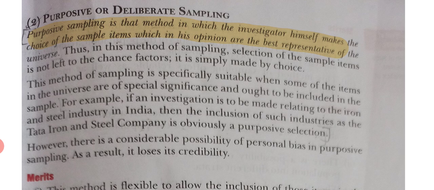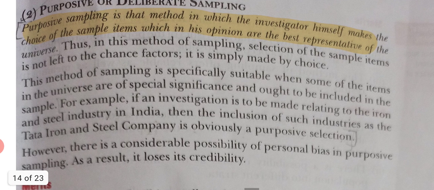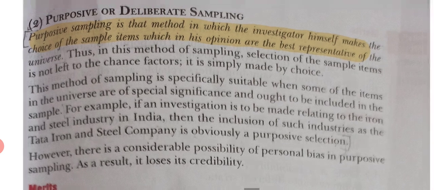So in this method, the investigator is selecting the items according to his convenience, which he thinks are the best representative of the population. For example, if the investigator has to make an investigation of the iron and steel industry in India, he selects Tata Iron and Steel Industry as a sample, so he is selecting according to his convenience. That is known as purposive or deliberate sampling.